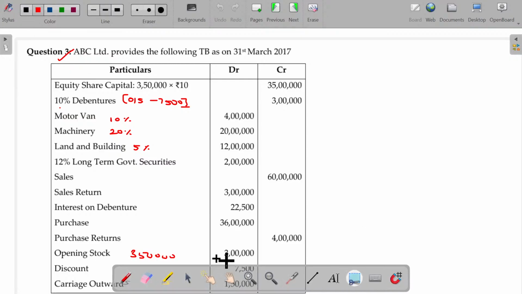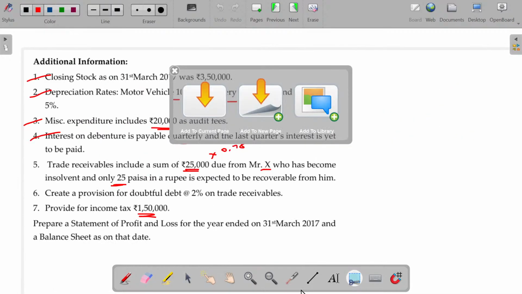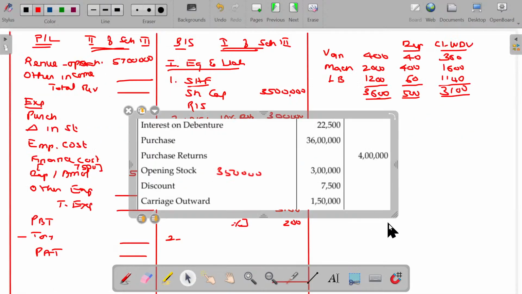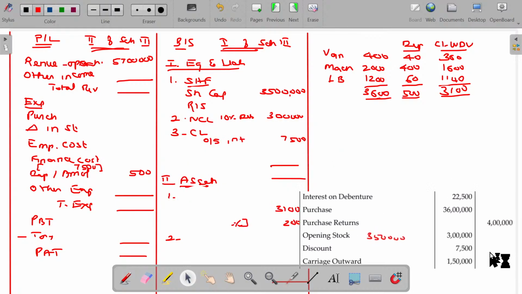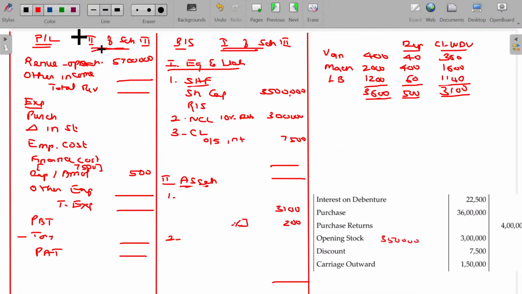So let's continue with the next item, interest, carriage outwards. So interest on debenture, finance cost 22,500. We have outstanding 7,500, so total finance cost should be 30,000. Purchases less return, 36 minus 4, 32 lakhs.